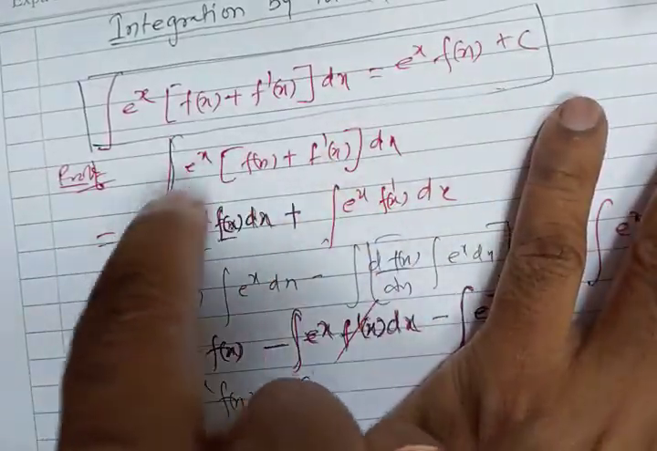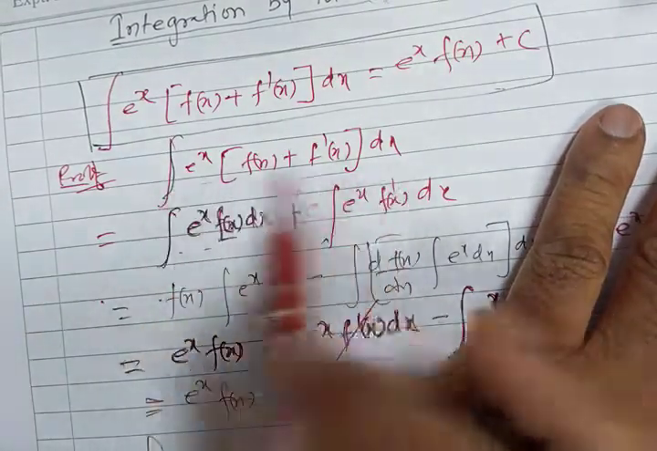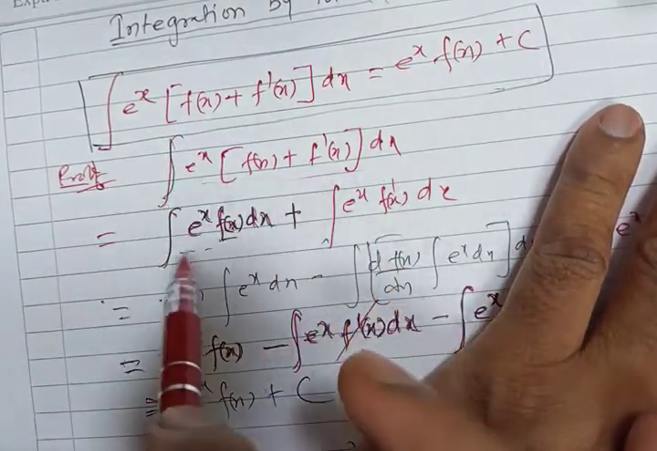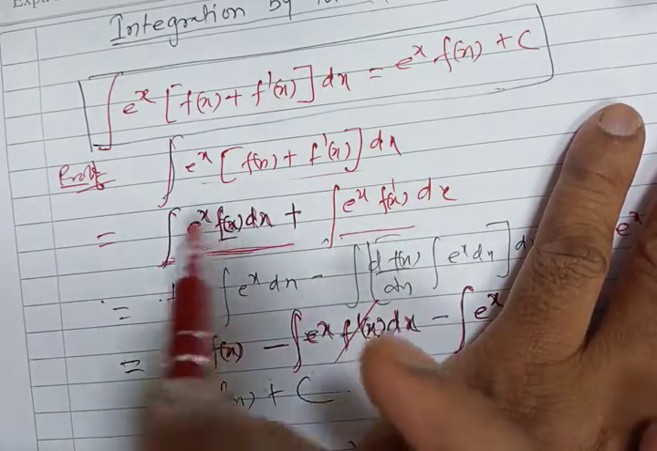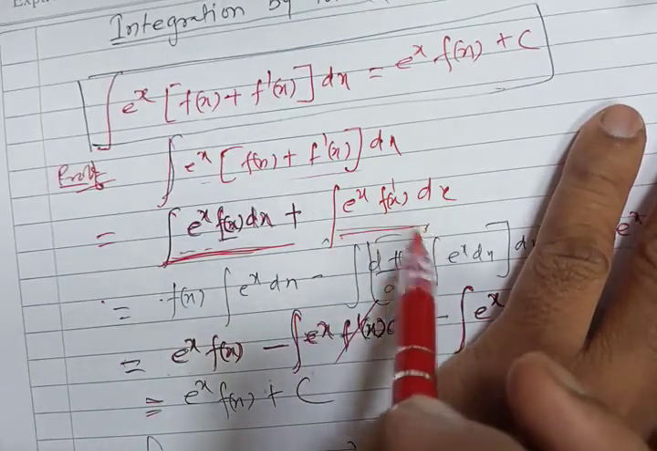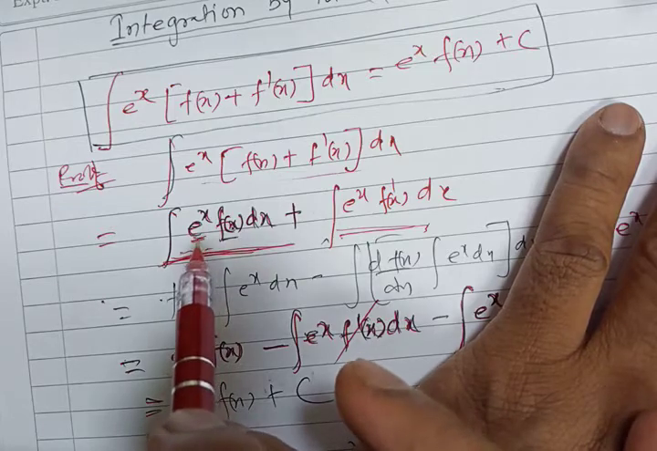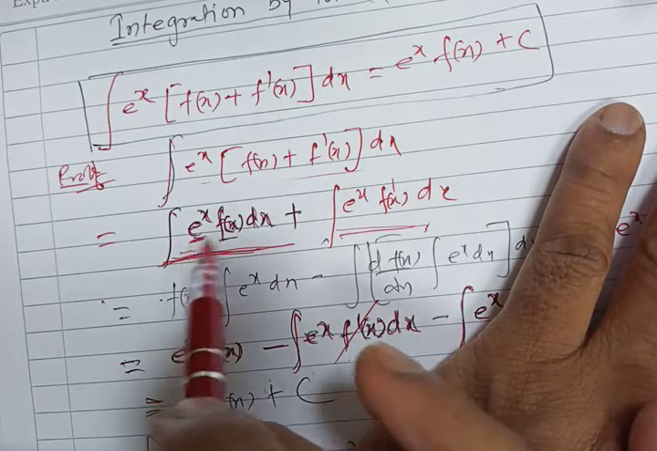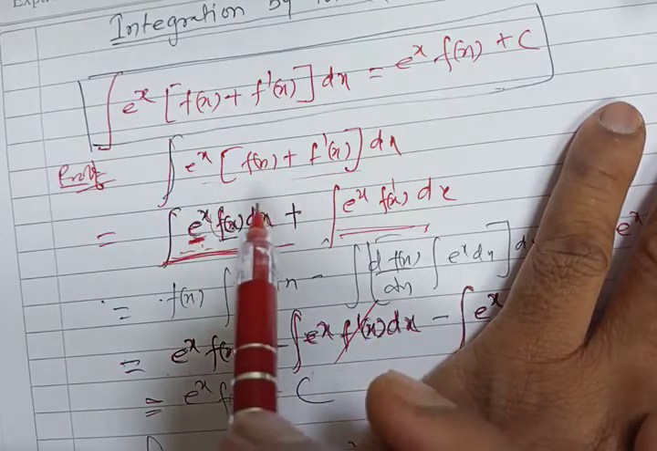I am proving this one. First I open the bracket. Now I am doing this one by parts. This part remains as it is. So by parts, as per the exponential function rule, e comes last, so this will be the second function, and this will be the first function. Exponential function coming last.